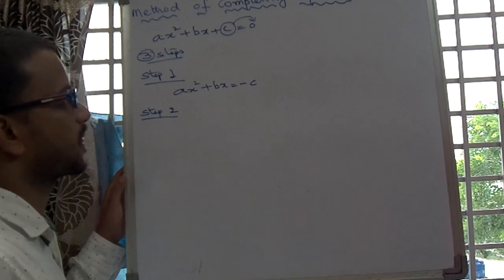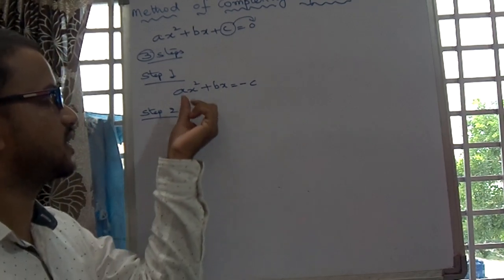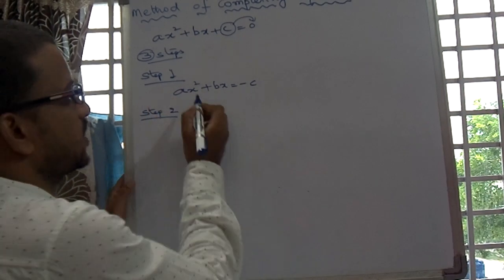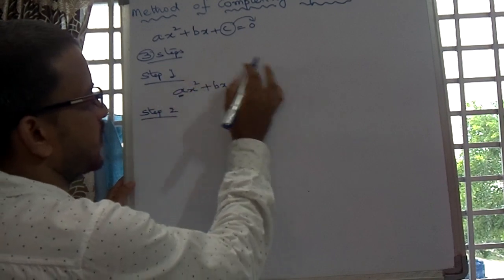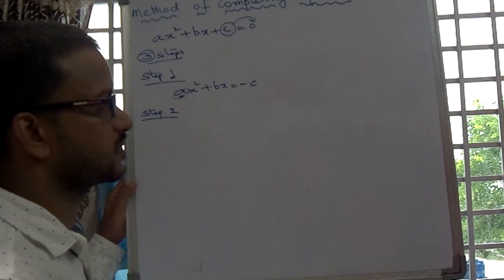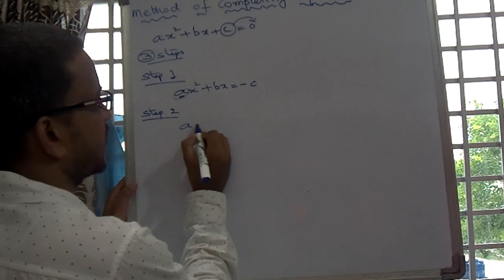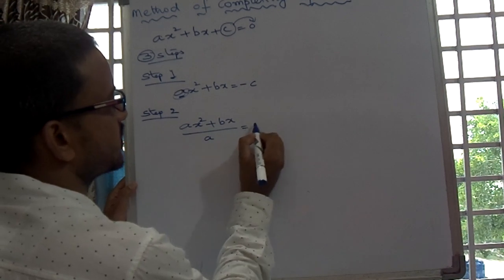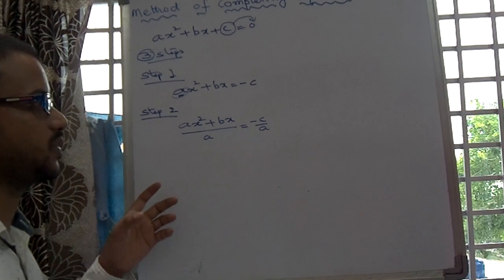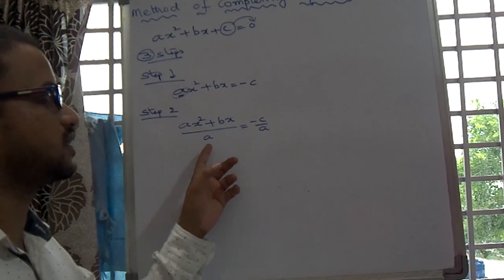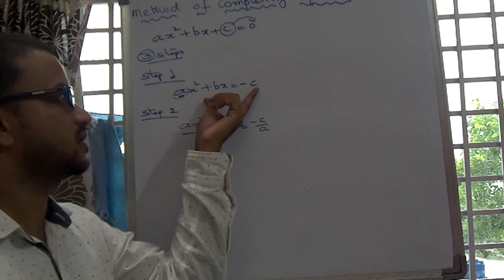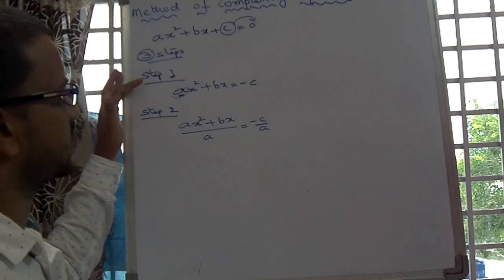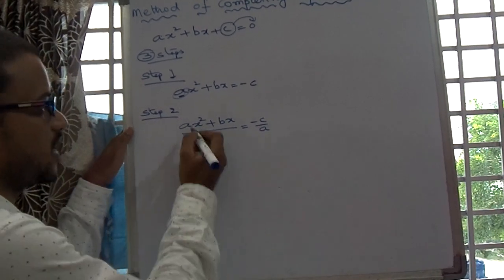In step 2, you have to notice the coefficient of x square, that is a. We have to divide the obtained equation by this coefficient a. So now we get ax square plus bx, divided by a, which is equal to minus c by a. This is the second step. The obtained equation should be divided by the coefficient of x square. You can also interchange these 2 steps, and you have to simplify this.